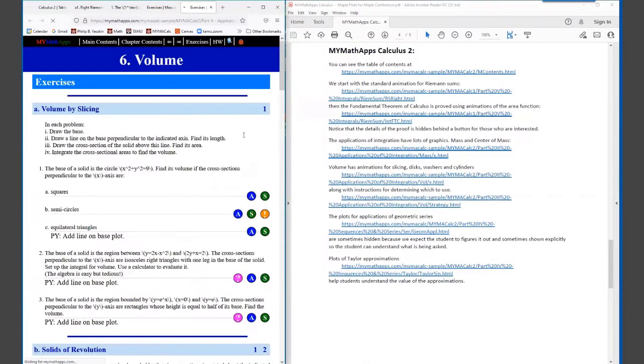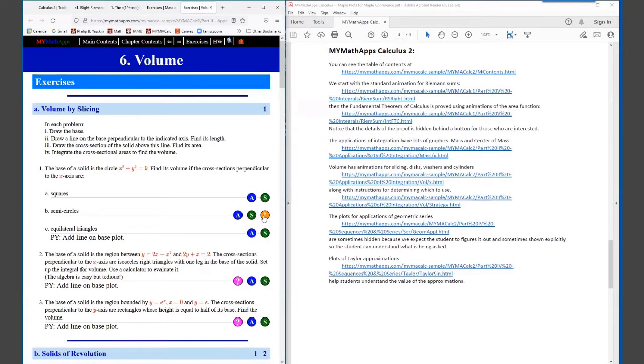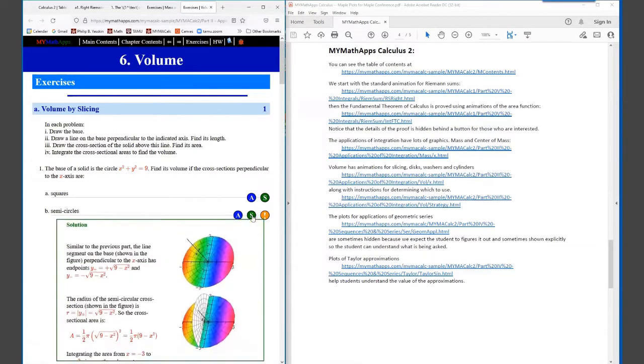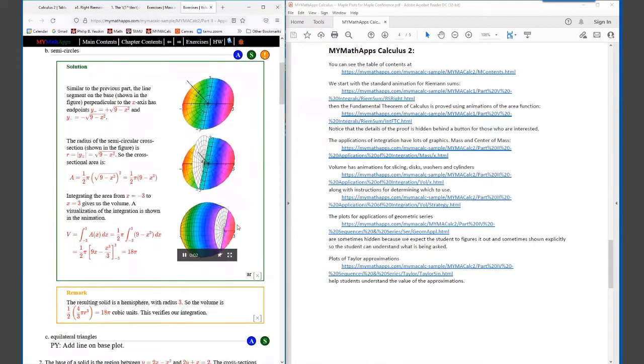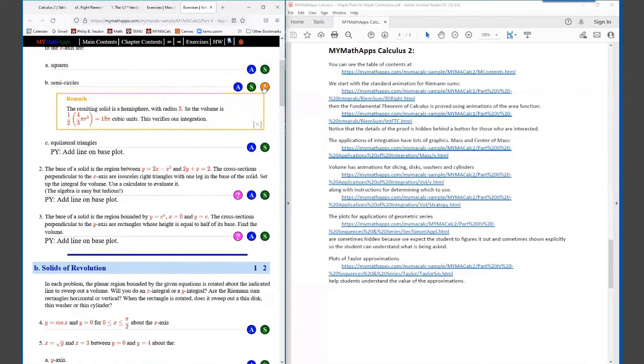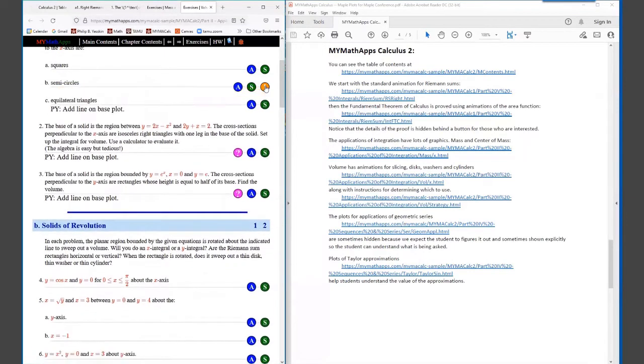Volume. Here's the exercise page. There's one where there's a remark, and it says when the cross sections over a disk happen to be semicircles, the resulting volume is a hemisphere. And the remark is simply telling them that it is quicker for them to have computed the volume of a hemisphere instead of doing the integration. Or they can use that to check their work.